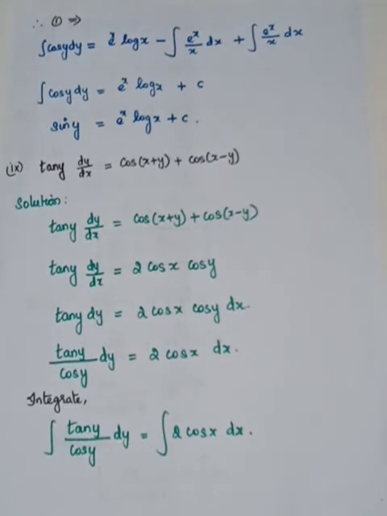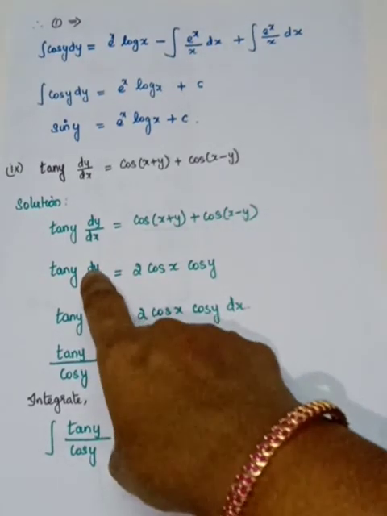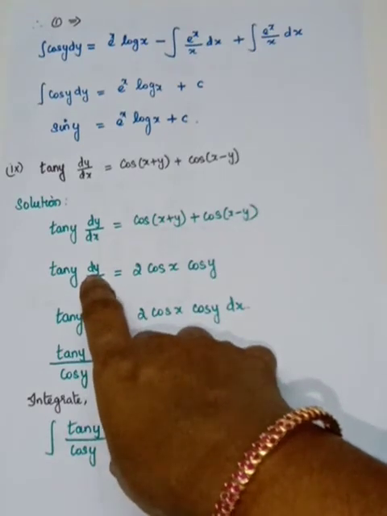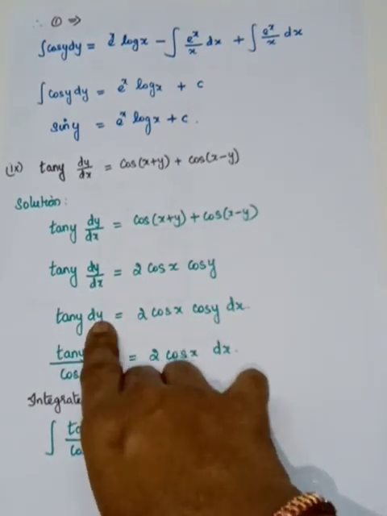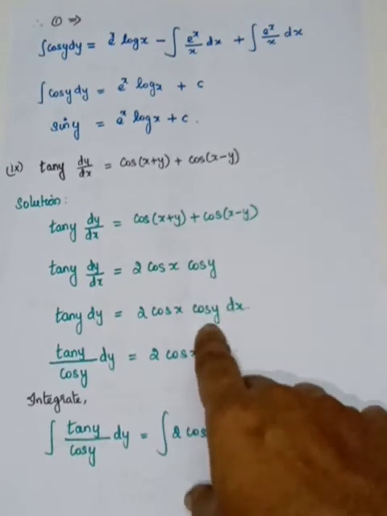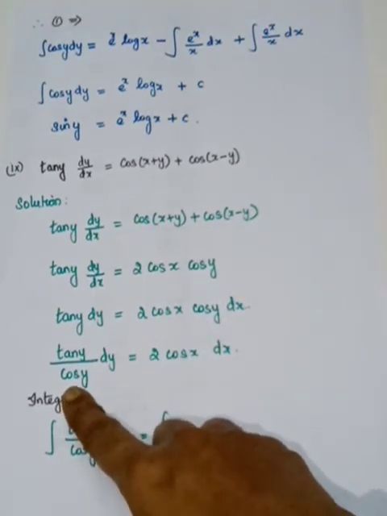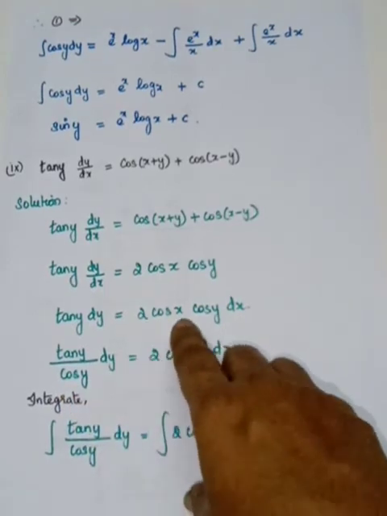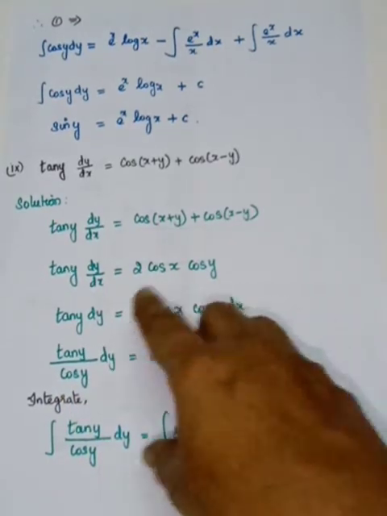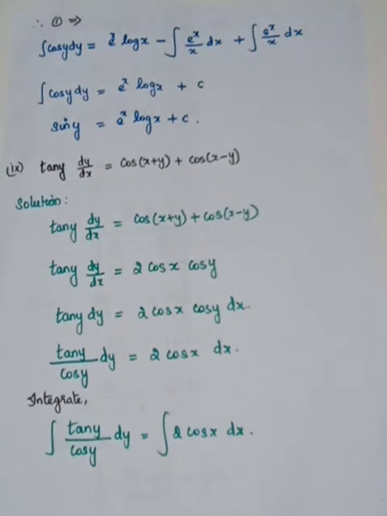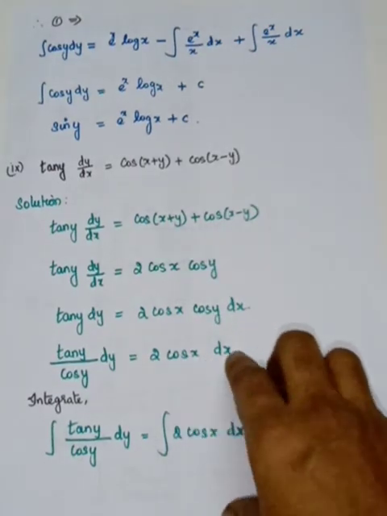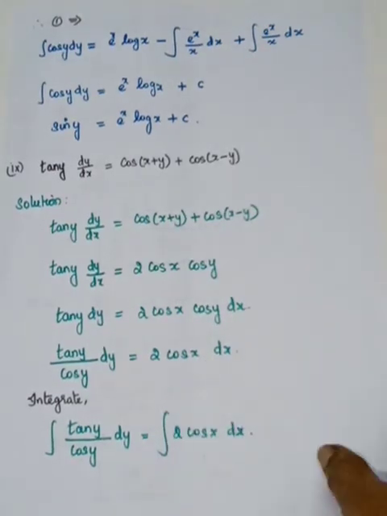So it will be brought into multiplication. Now you can separate the y term and the x term. So here dy should be in the numerator. So tan y dy, and here what is the y term? Cos y. So cos y has to be brought down to the left side, and here 2 cos x dx. So on the left side there is no x term, so you will have only 2 cos x dx. So you have to integrate on both the sides.